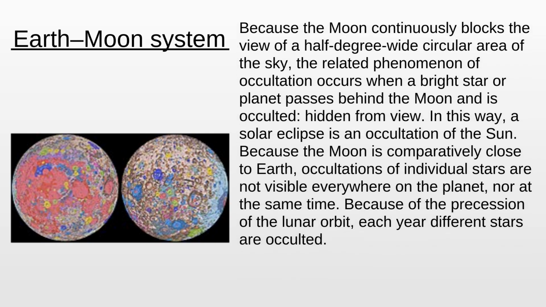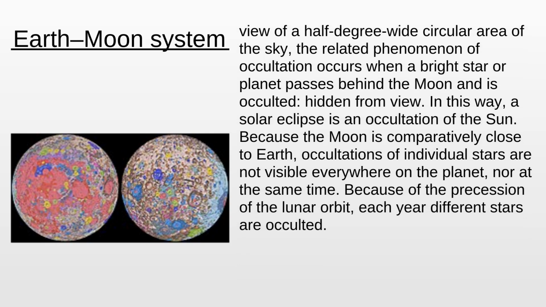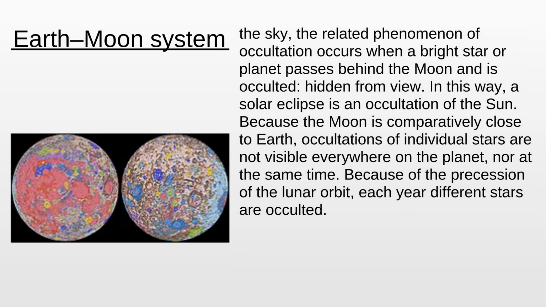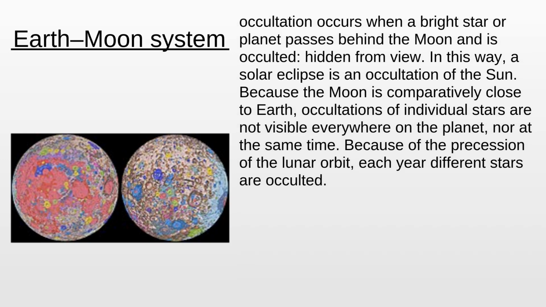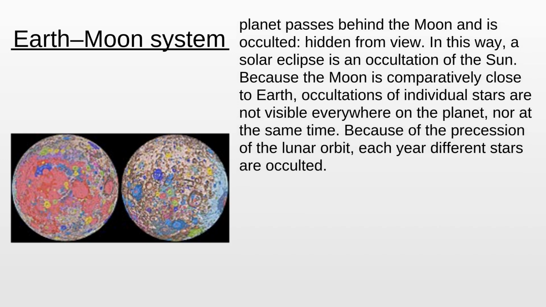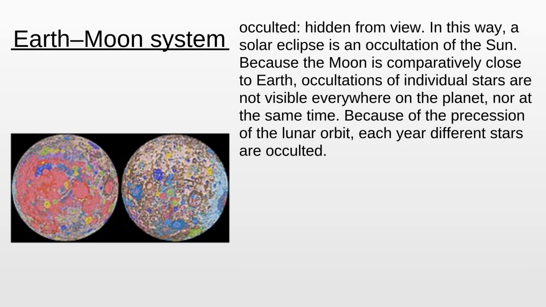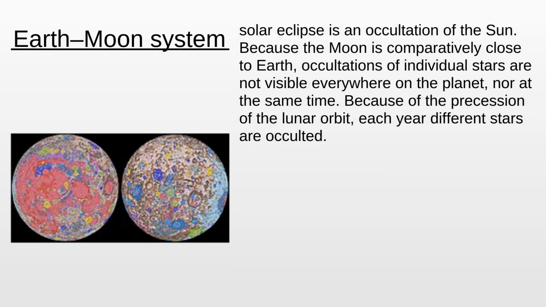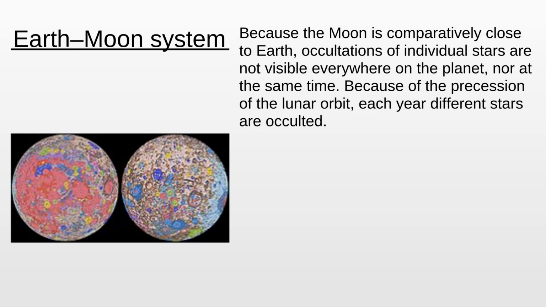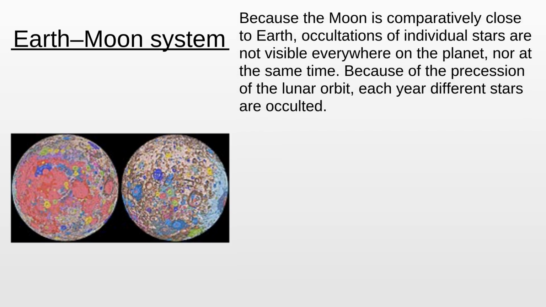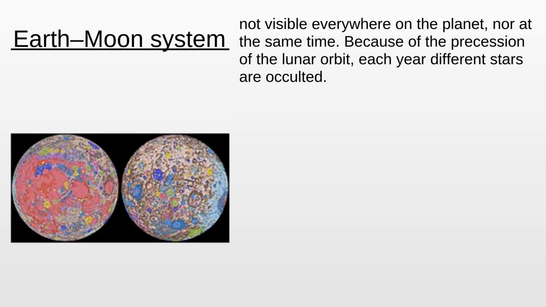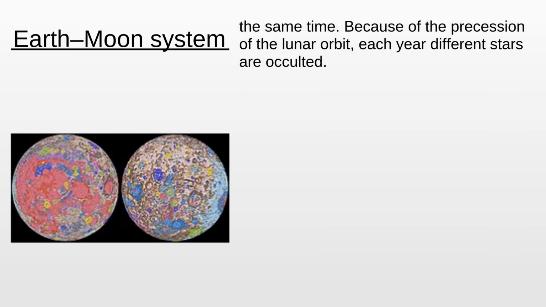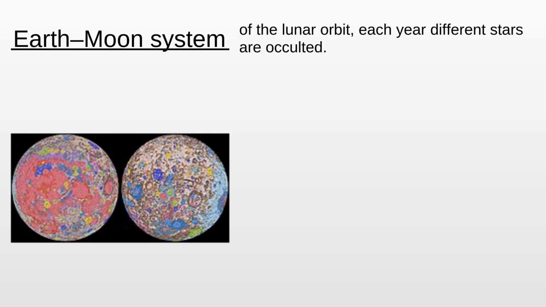Because the Moon continuously blocks the view of a half-degree wide circular area of the sky, the related phenomenon of occultation occurs when a bright star or planet passes behind the Moon and is occulted, hidden from view. In this way, a solar eclipse is an occultation of the Sun. Because the Moon is comparatively close to Earth, occultations of individual stars are not visible everywhere on the planet, nor at the same time. Because of the precession of the lunar orbit, each year different stars are occulted.